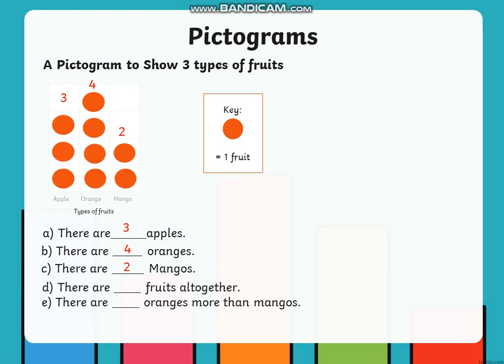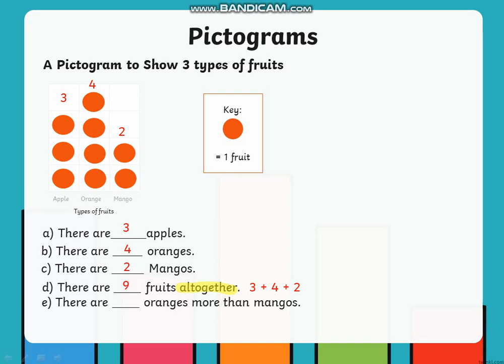Now question D. It says there are how many fruits all together? The words all together mean we have to add them all. That's the meaning of the words all together, or count them all. So let's count them together. 1, 2, 3, and then 4, 5, 6, 7, then 8, 9. So all of them together are 9. If you add 3 plus 4 plus 2, the answer will be 9. Perfect. Let's now move to question E.